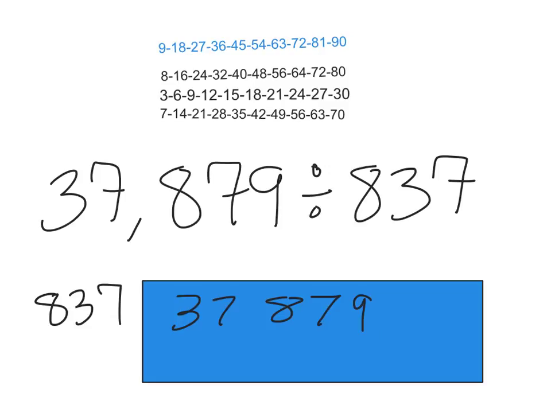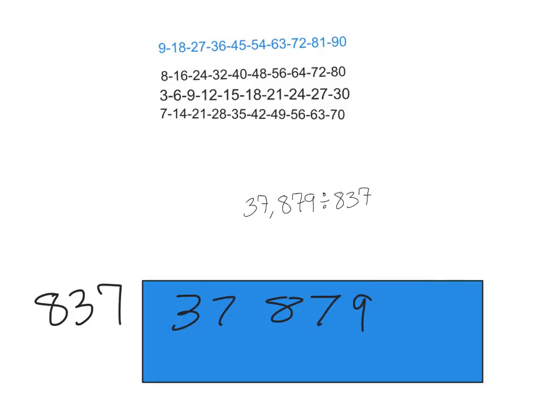So, first of all, let's shrink this and move it over here so it's out of the way. And then 837 will not fit into 3 or 37 or 378, but it will fit into 3,787, which means I need to get a place value holder for this ones column. So I'm going to multiply by 0 right here, and 0 times 837 will give me a 0 here and just holds that place value for me.